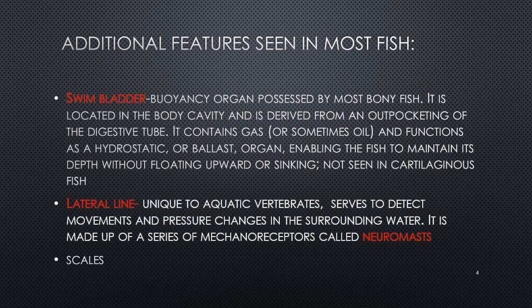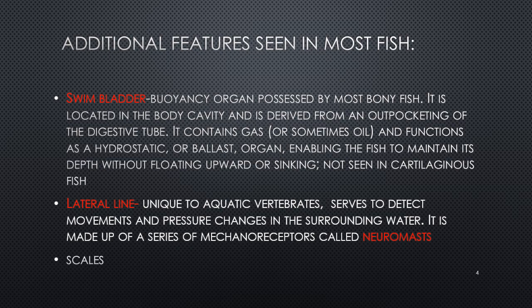And it kind of works as a ballast, and so it allows the fish to maintain a particular space within the water column. So if it wants to be 2 feet from the surface, it can maintain that level, and that allows it to move and swim without either sinking or going up. We don't see those in cartilaginous fish, but it is present in bony fish. So that's the swim bladder.